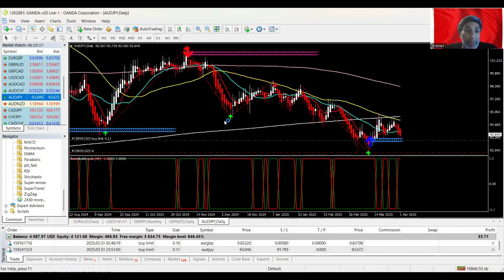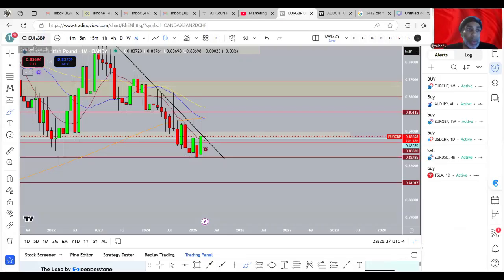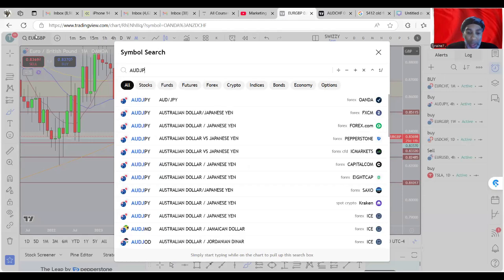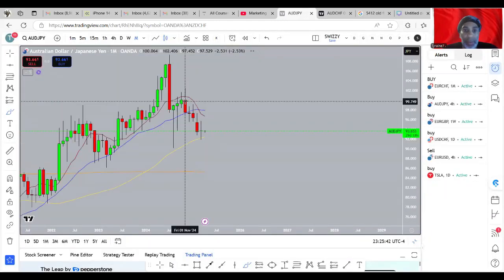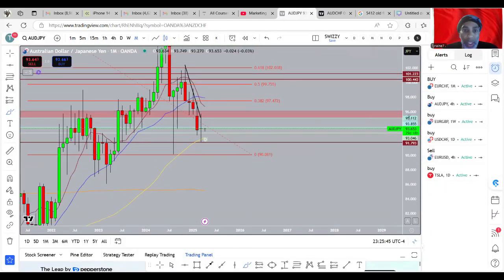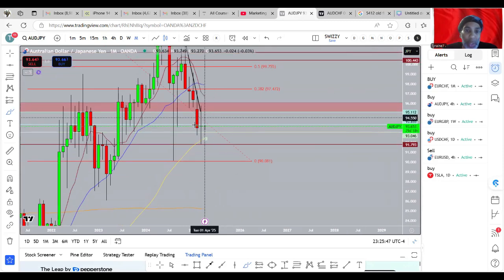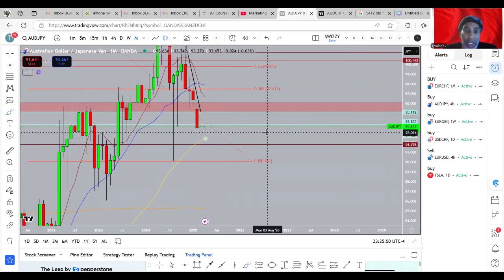So I do have a buy limit for this one also. It's going to be at 93.046. So we're going to go over to TradingView and put in AUDJPY. So this is a good one. I like this, guys. If we look here, we got this candle. This is an indecision candle. It's pretty much right in the middle.